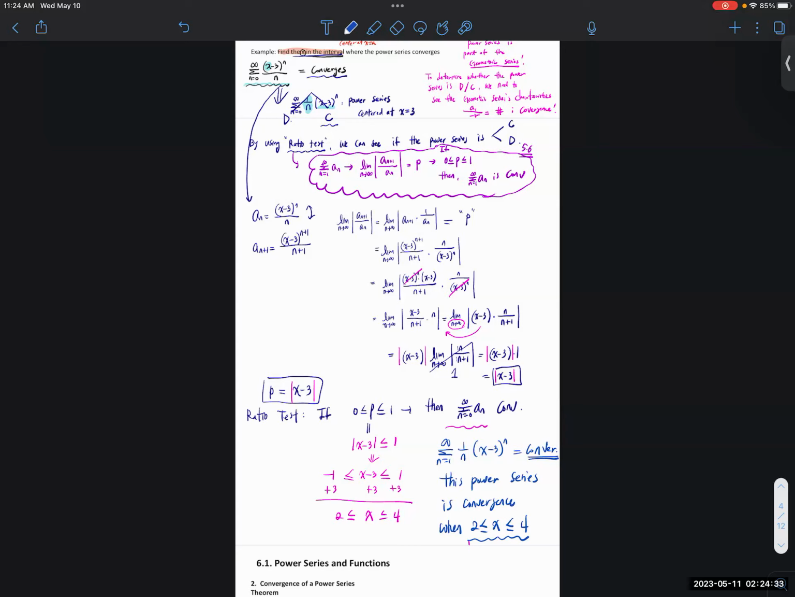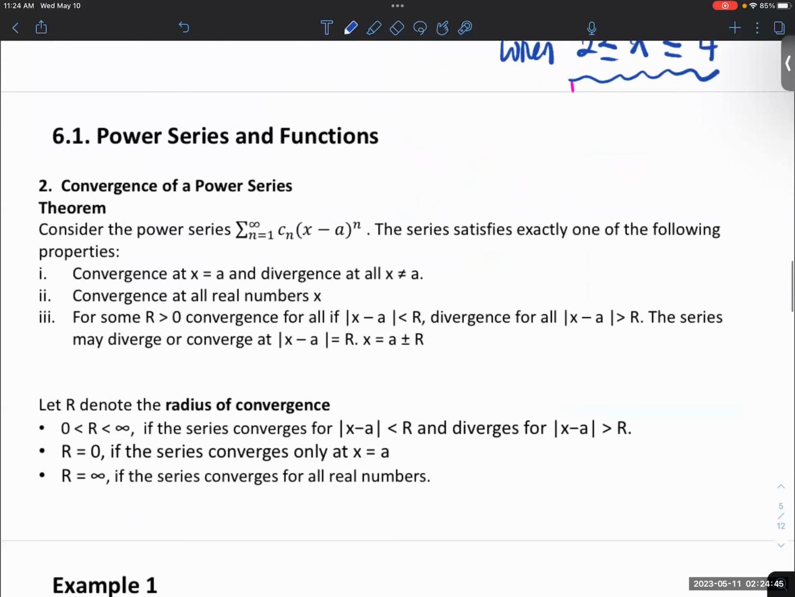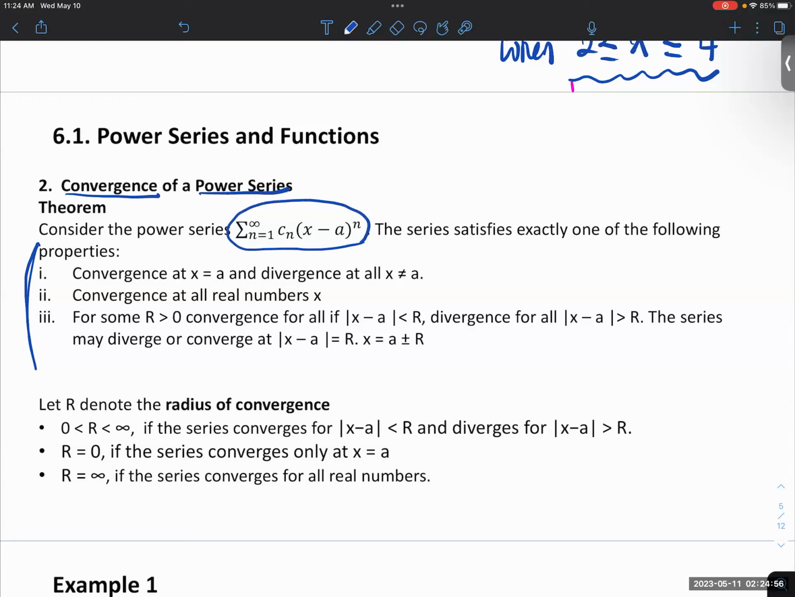So I'm gonna take a look at a couple more examples. The theory is pretty simple. I'm gonna go down slowly. This is the convergence of power series. Consider you have a power series and you want to find out the possible x's that make this power series either convergent or divergent. You're always going to use the ratio test.